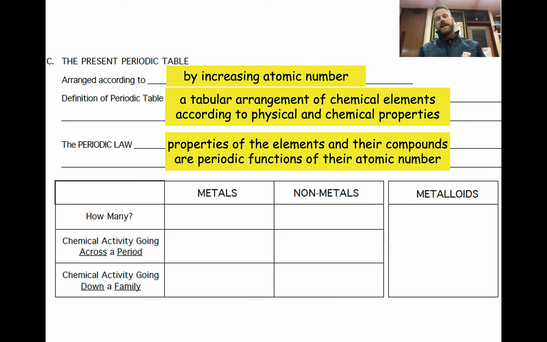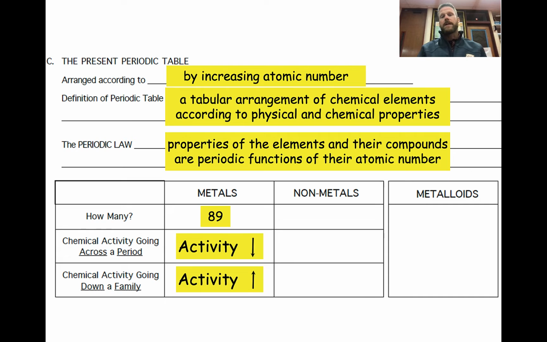On the periodic table, there are 3 different classes of elements: metals, nonmetals, and metalloids. There are way more metals than nonmetals, or 89 metals. If you go across a period on a periodic table, the metals decrease in activity. They are not as reactive as you go left to right across a period. As you go down a group or a family, though, the metals become more reactive.